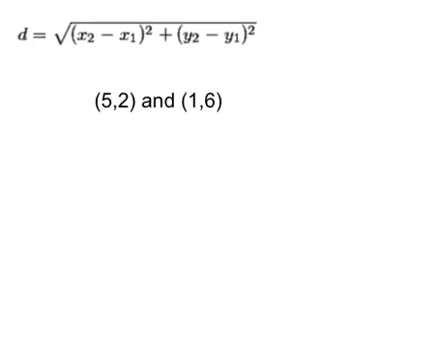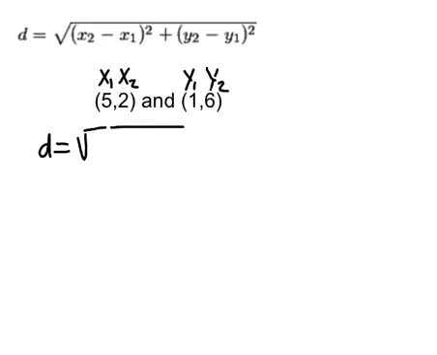All right, let's look at another example. So I'm going to do the same thing. I'm going to define which ones are x1 and x2 and y1 and y2. So this is my x1 value. Usually just pick the first one. And this would be my x2 value. This is my y1 and y2. And I'm going to plug them into the formula. So substitute into the formula. So big square root.